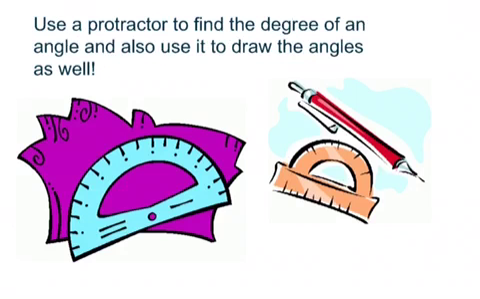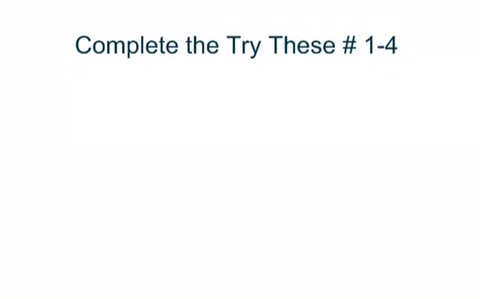Alrighty. Use a protractor to find the degree of an angle, and you also use it to draw the angles as well. We will do that part together in class. I'm sure some of you already know how to do that, but we'll just practice and clarify those steps tomorrow in class. So, your job right now is to do the Try These numbers 1 through 4. If you don't have a protractor, you won't be able to do this part, so you'll have to do that part later.